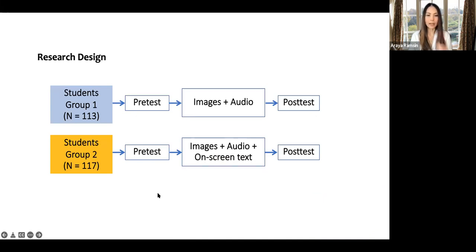Here's my research design. There are two groups here. The first group contains 113 people. First, they took a pre-test and then they engaged with a multimedia lesson containing images and audio, and then a post-test was given to them to measure their learning outcomes. The second group had 117 people. The pre-test was administered, and then they engaged with a multimedia lesson containing three things: images, audio, and on-screen text, and then they were given a post-test to measure their learning outcomes.